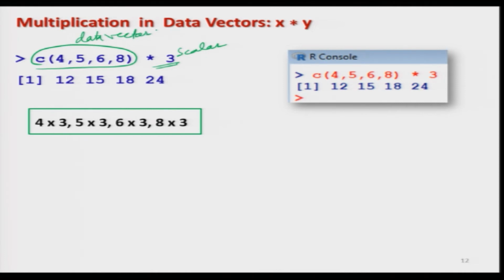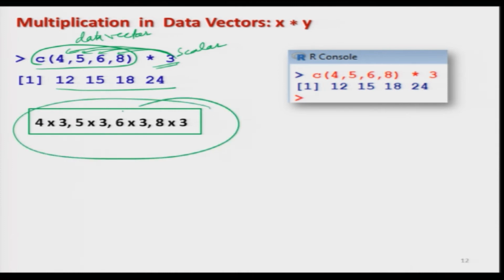So, now a similar operation will happen: this 3 is going to be multiplied on each element inside the data vector, 4 into 3, 5 into 3, 6 into 3 and 8 into 3, right. So, the answer will come out to be 12, 15, 18, 24. So, the same operation which is indicated here will happen, right. That means the scalar is going to be multiplied on every element of the data vector, and this is the screenshot of the same thing.